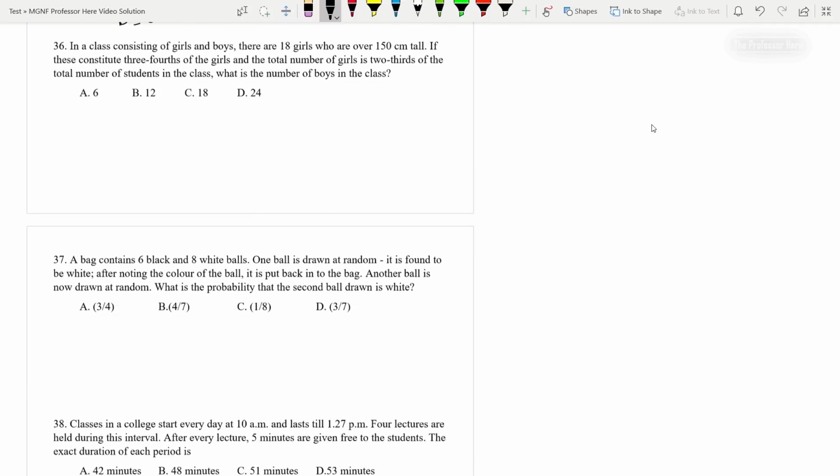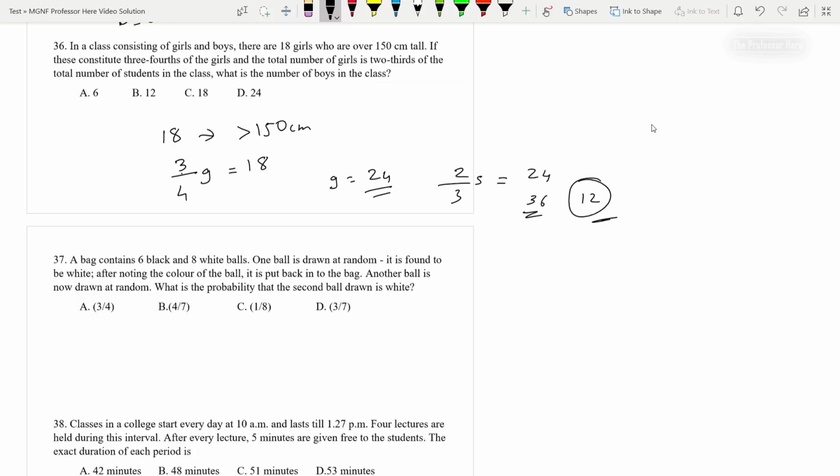Question number 36. There are 18 girls who are 150 centimeter tall or more. If these constitute 3/4 of the girls, let the number of girls be G. 3/4 of G is equal to 18. That means G is equal to 24. And the total number of girls is 2/3 of the total number of students in the class. 2/3 of the total number of students is equal to 24. So the total is 36, which means the number of boys in the class is 12. Option B.